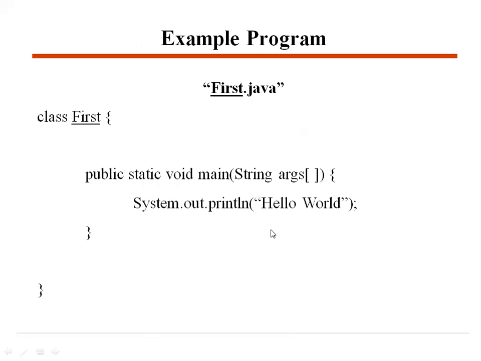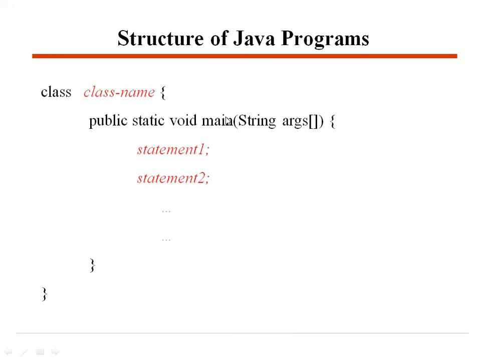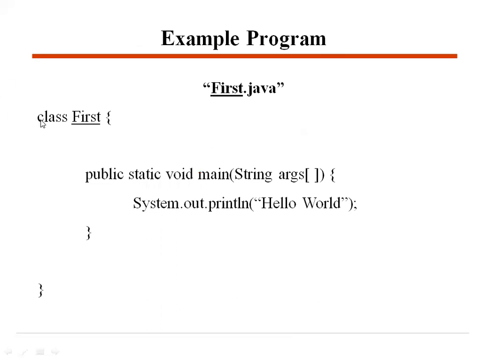So let us see the first Java program we'll write. After learning the structure, based on that structure, we'll try to write a simple Java program. It begins with class, then the class name. Since this is my first program, I call the class name First. Please remember the class name should begin with a capital letter here. Then begin the class here.